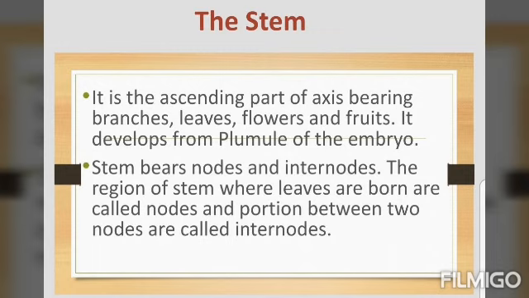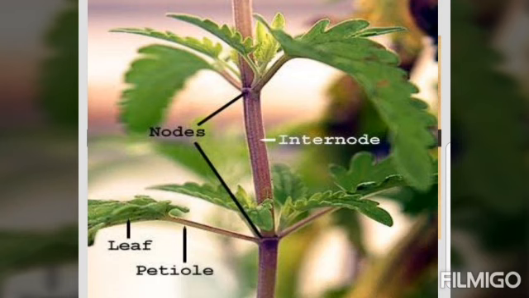What are the features that distinguish a stem from a root? The stem is the ascending part of the axis bearing branches, leaves, flowers, and fruits. It develops from the plumule of the embryo, and the stem bears nodes and internodes. The region of the stem where leaves are borne is called a node, while internodes are the portions between two nodes.